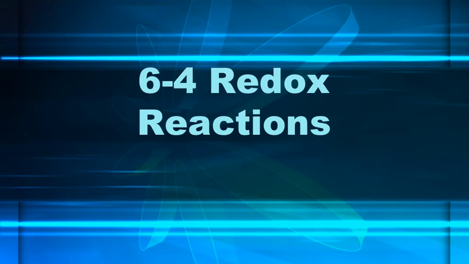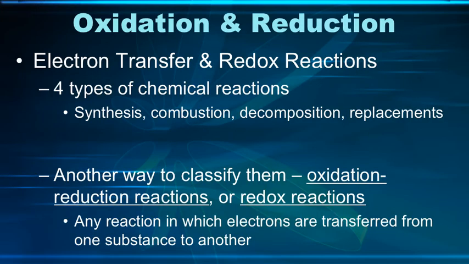Our next section is going to cover a type of reaction called a redox reaction. Some of the ones we've already done are technically also underneath the redox category, but this is going to specifically explain what those reactions are. So we've had four types of chemical reactions. We've had synthesis reactions, combustion reactions, decomposition reactions, and replacement reactions.